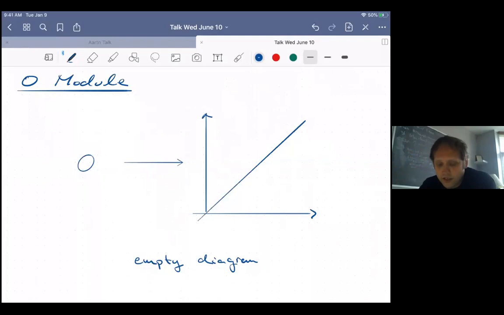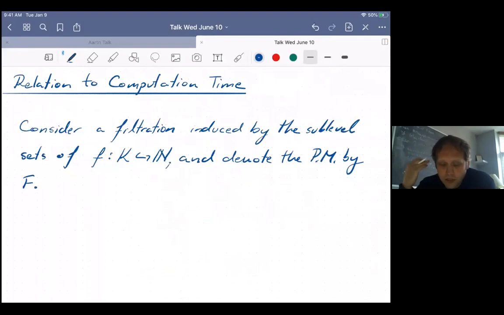And then a second thing, and this goes back to older results, is that there's actually an algorithmic relationship to the amount of time it takes to compute a persistence module. Not for just any filtration, but if we think about the very standard idea where I have a filtration where I add simplices one at a time. I can think of this as a sublevel set filtration where each simplex is assigned a natural number, in the order that I add simplices, and this is a persistence module that I'm going to define as F.